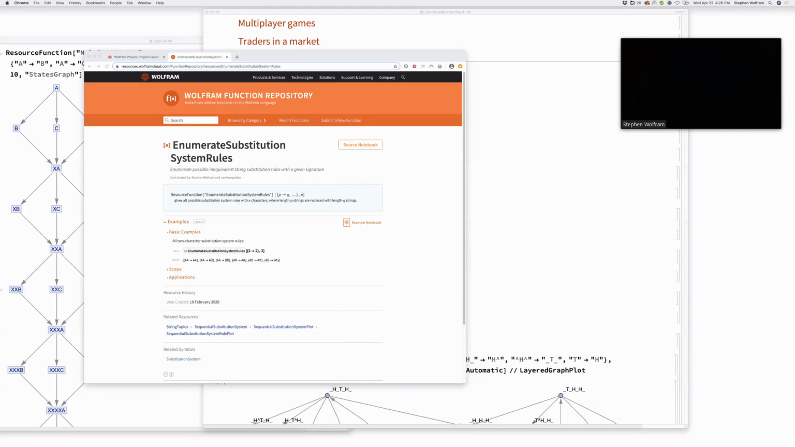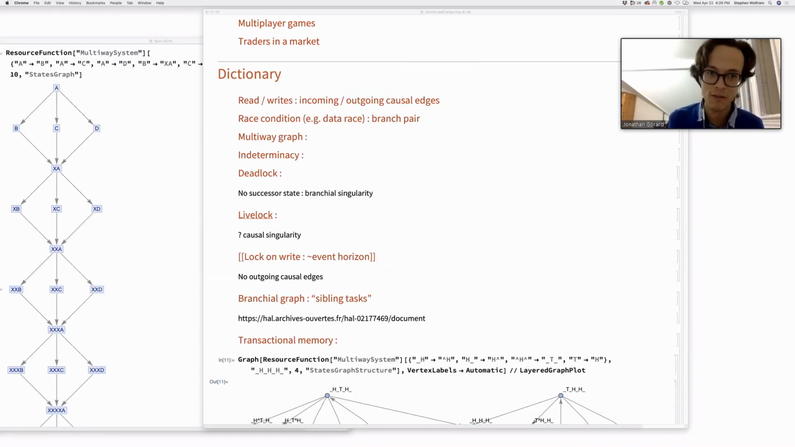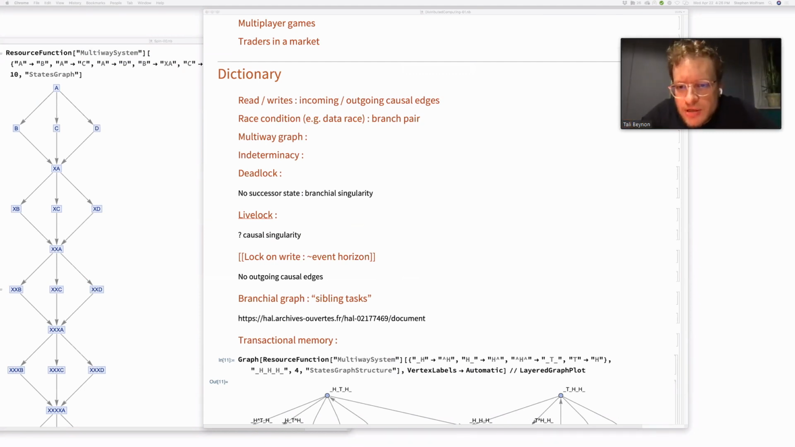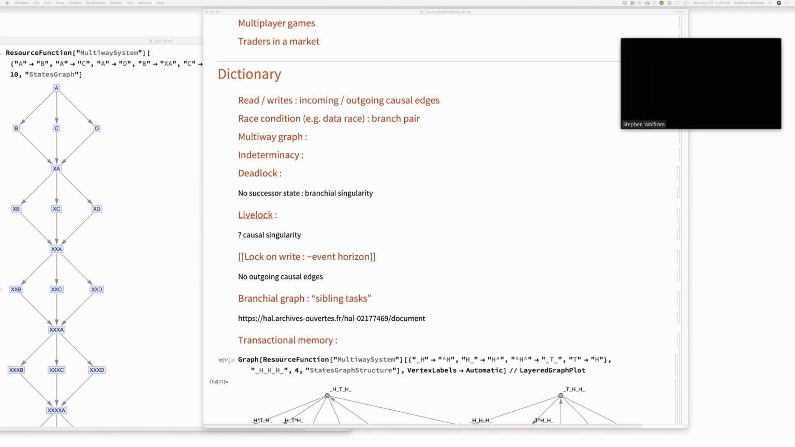And so what they're doing seems to be a construction of branchial space, but in the context of identifying data races. That does seem like the notion of ancestry there doesn't necessarily correspond to the notion of ancestry in the multiway graph, right? Because that's parent thread creation and ancestry, or task creation ancestry, rather than this possibility of inconsistency.